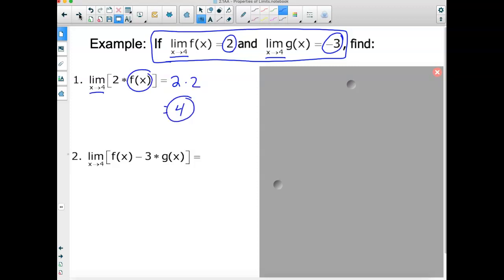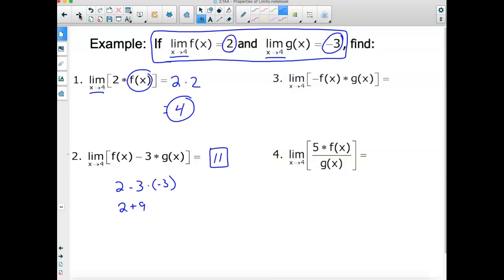Boom. Okay? When I look down here at number 2, the limit as x approaches 4 of f of x is 2, minus 3 times the limit as x approaches 4 of g of x, which is negative 3. Well, that's going to give me 2 plus 9. This limit should be 11. Simple as that.